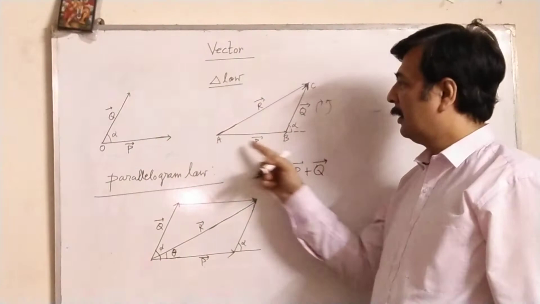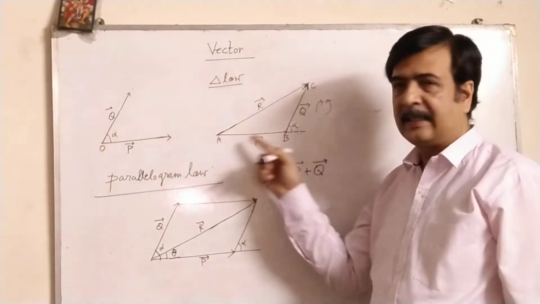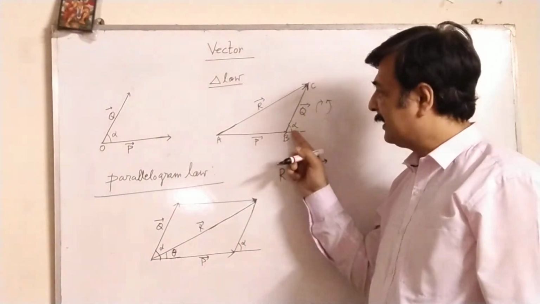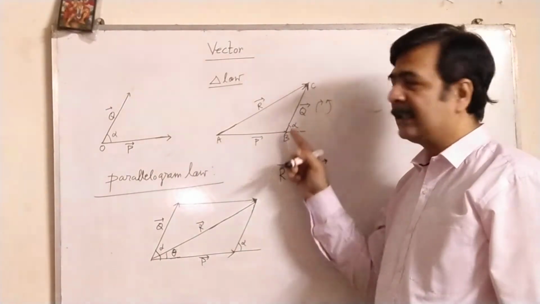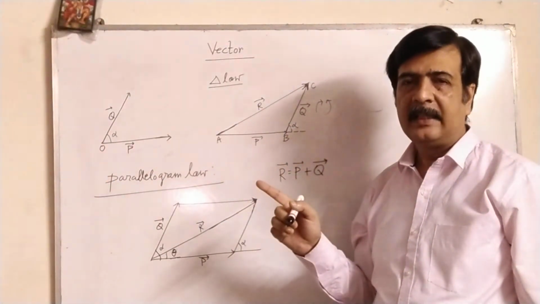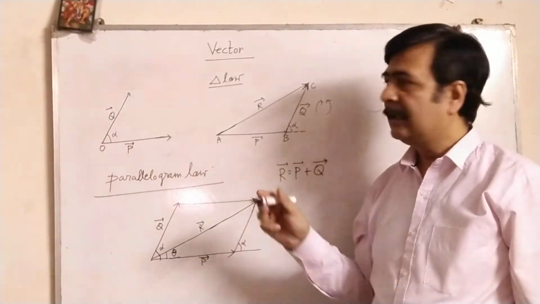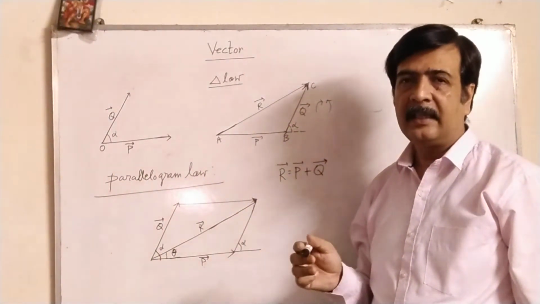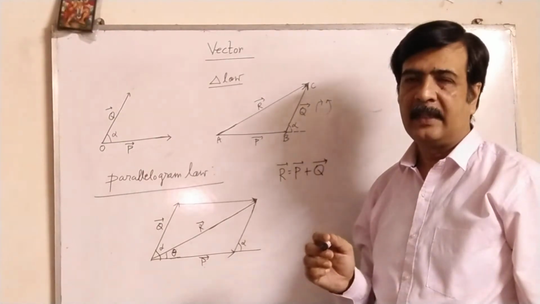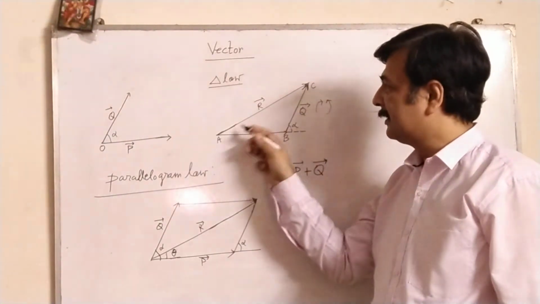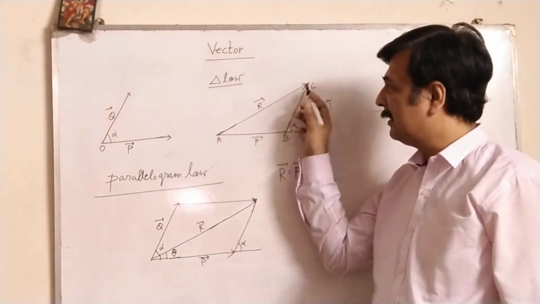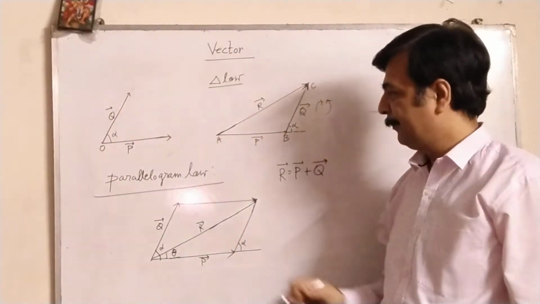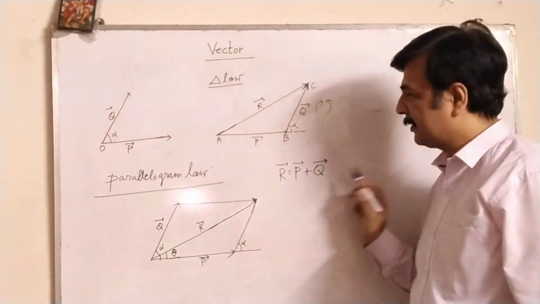So two vectors acting at a point, if they can be represented by the two adjacent sides of the triangle in magnitude and direction, then the third side of the triangle will represent the resultant vector in magnitude but in opposite direction, and R is here represented by AC. So R is equal to P plus Q.